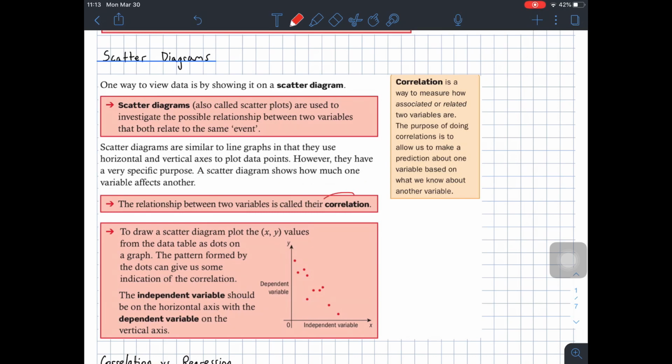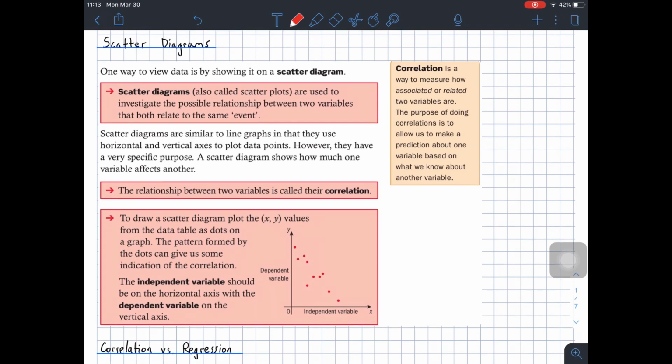And that's what we call a correlation, which is the next concept we have here. It says the relationship between two variables is called a correlation. Okay? If you see this table over here, it says correlation is a way to measure how associated or related two variables are. The purpose of doing correlations is to allow us to make a prediction about one variable based on what we know about the other variable. That's the objective for bivariate analysis, studying the relationship between two variables and being able to make models or predictions based on the relationship.